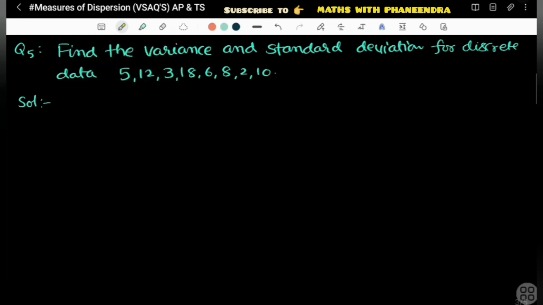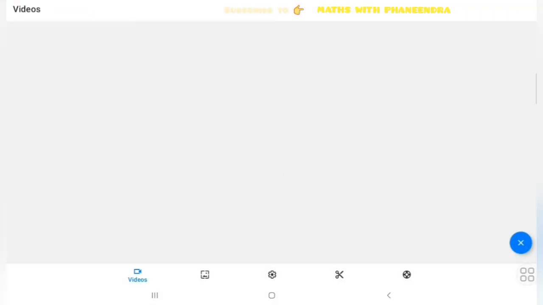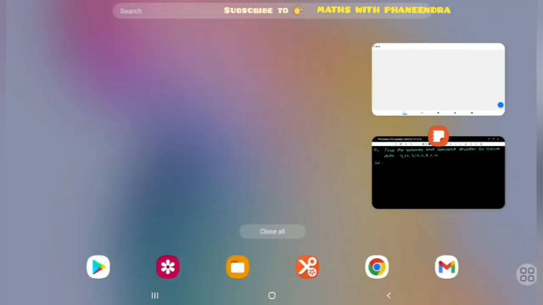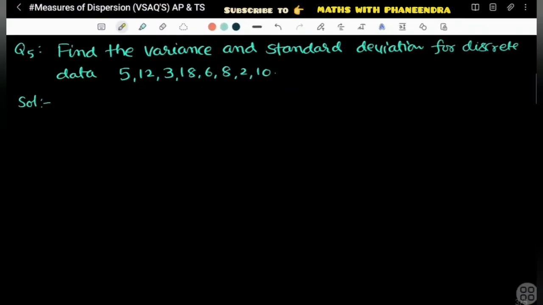So first what we have to do, mean of the data. Find the variance and standard deviation for discrete data. So like the previous problem, we need to proceed. At last, standard deviation, only for that we can find the square root. That is the only difference. Remaining it is as usual. So first, the mean of the given data you can calculate directly. Simple steps I am giving.